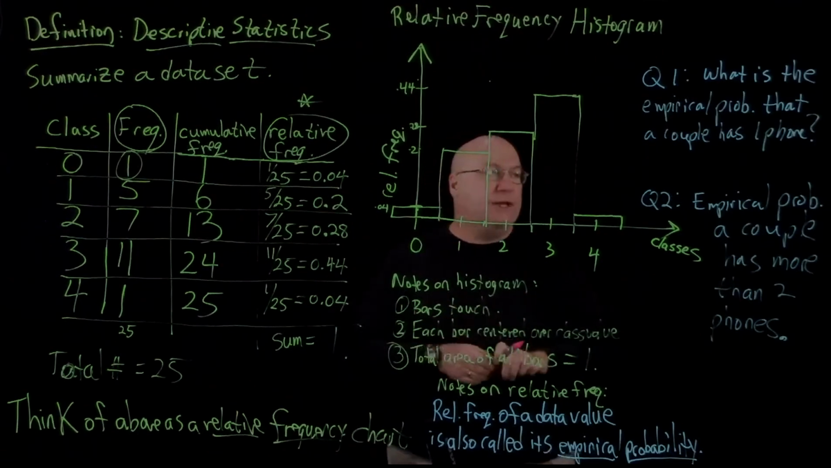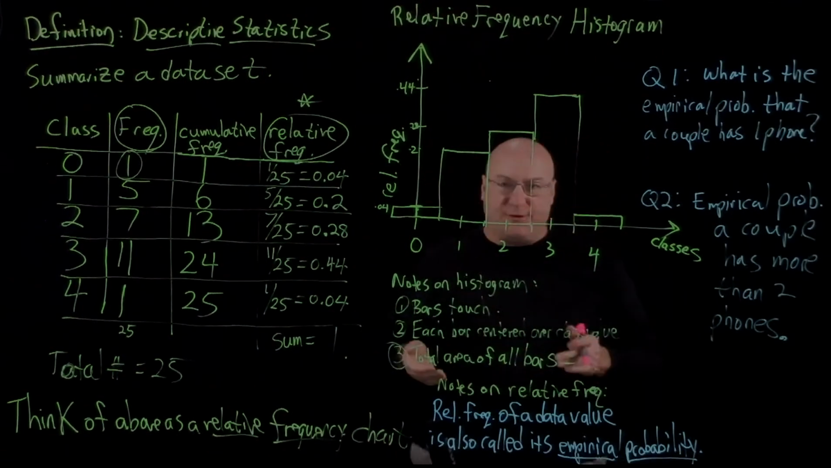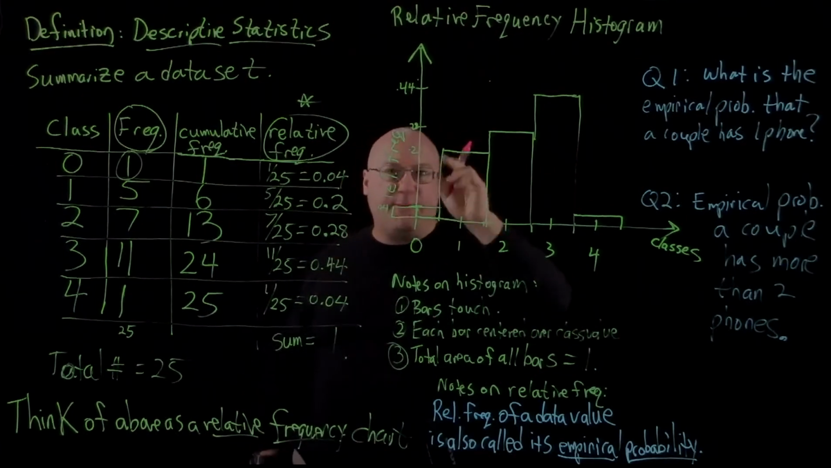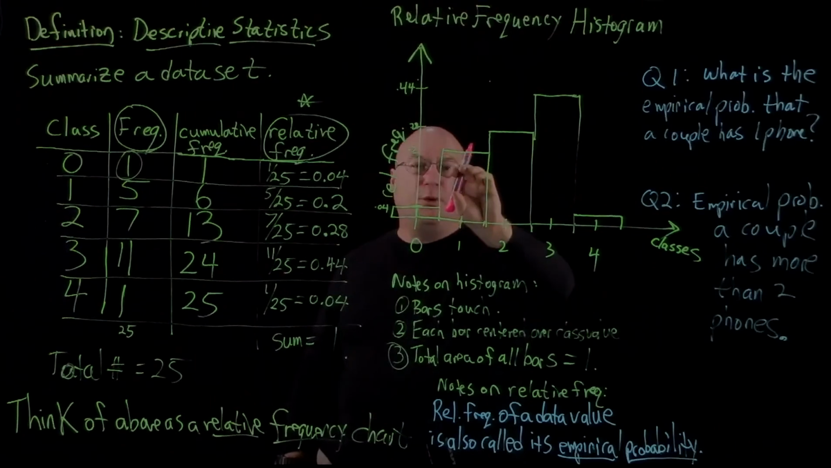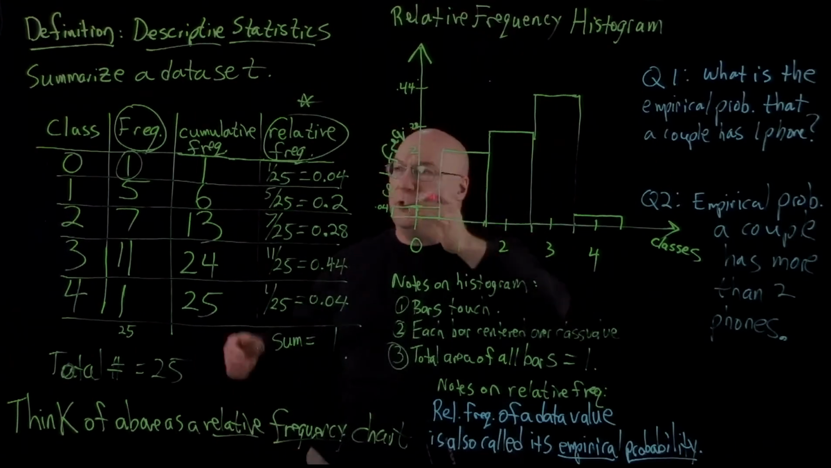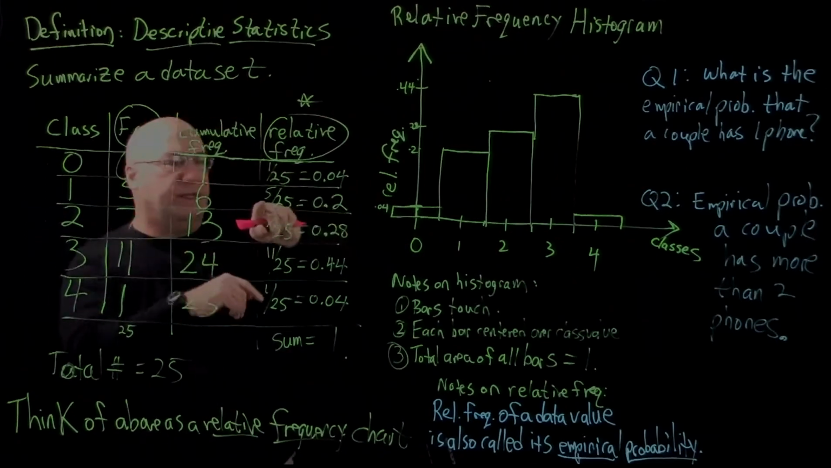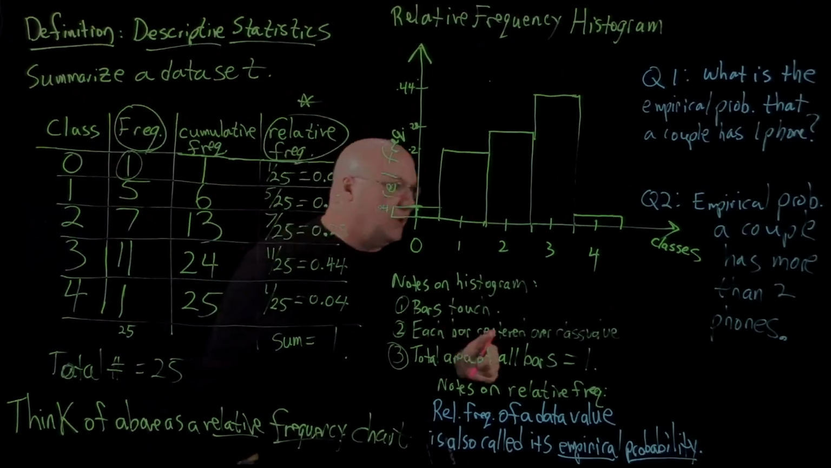All right. Empirical probability that the couple has 1 phone, it's the same as the relative frequency of 1. So I come back over here to the histogram, and I see that this has area 0.2, right? 1 by 0.2, or I can just go over here to the relative frequency chart and see that it's 0.2. So the answer is 0.2.